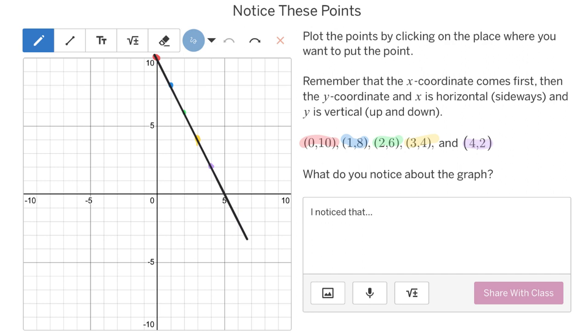So what I want you to notice is that the points form a straight line. All right, so that's kind of nice for us. I'm not sure quite what that means yet, but I do like that they're nice and straight line, and we have all the colors so we can see kind of how that forms.